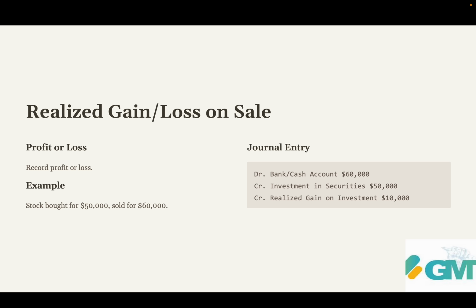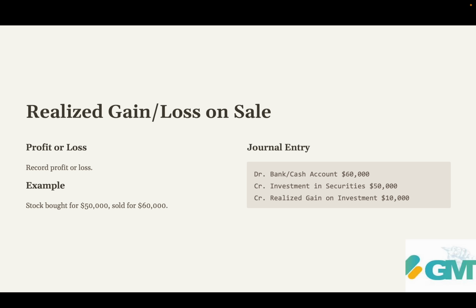So what will be the general entry for that? Bank account is debited by 60,000, because when they sell to the market, 60,000 is received in their bank account, that's why it gets debited. Investment in security is credited by the initial investment of 50,000, and realized gain on investment is 10,000. In this case, if they get a loss of 10,000, meaning instead of 50,000 invested they get 40,000, the general entry gets reversed.